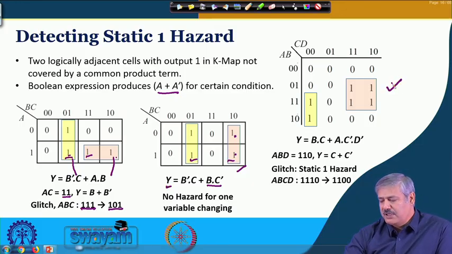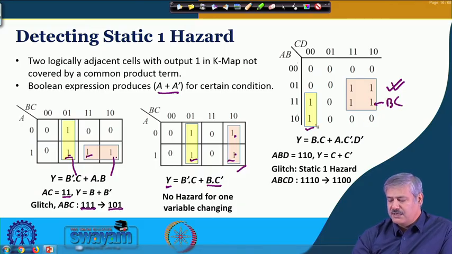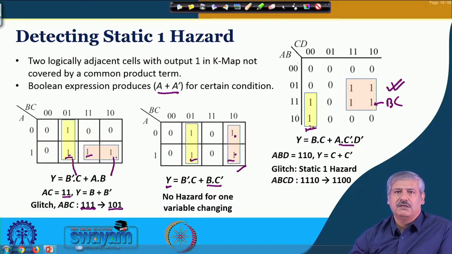So, these were 3 variable examples, now we look at a 4 variable example. This is the corresponding Karnaugh map of a given truth table. The way we get an optimized expression for this circuit is a group of 4 over here and a group of 2. This is generating BC and this is generating A C prime D prime. So, you just OR them and you get the minimized SOP realization.